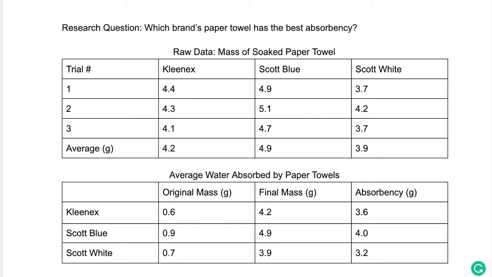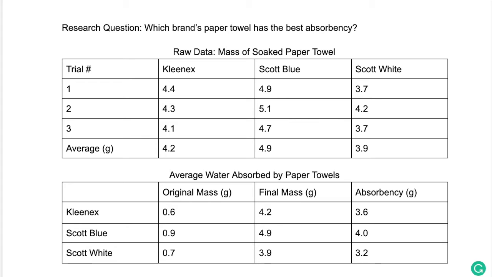Today I'll be teaching you about two different types of graphs that you can use for certain types of research questions or when doing certain experiments. I've prepared two sample experiments, and the first one is on the research question of investigating which brand's paper towel has the best absorbency. I actually did this in middle school at Chadwick, and you might do this in the future.